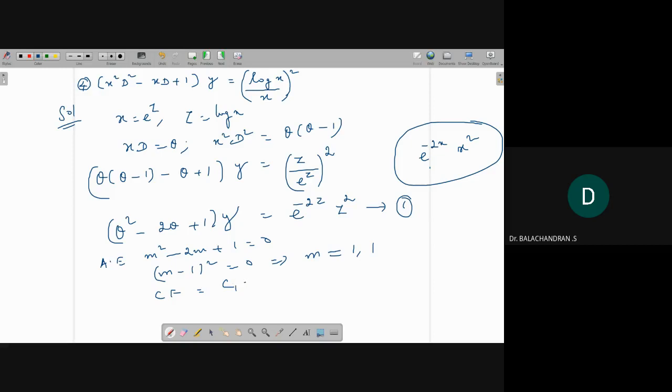c1 plus c2 into z into e power z. So now in terms of x, CF equal to c1 plus c2, z equal to log x, into e power z is x. So c1 plus c2 log x into x. This is CF.